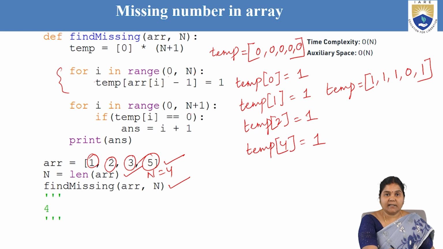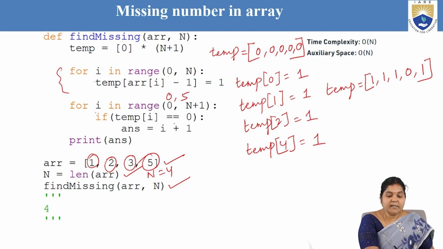Now, let us understand this one. In whichever position the value is 0, that is the missing number. That is the logic here. So for i in range of 0 to n plus 1, so it is 0 to 5.